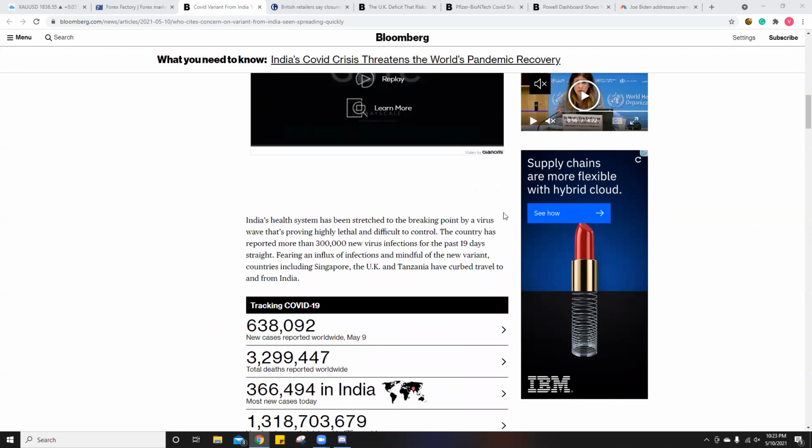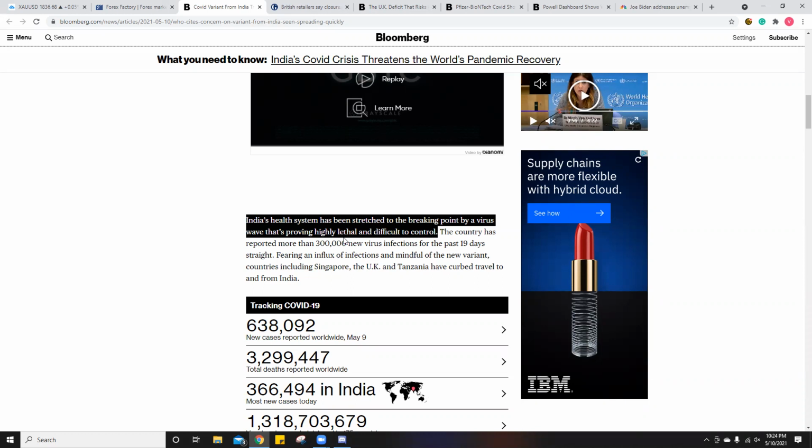Nope. All right. So at the moment, what we're seeing is that India's health system has been stretched to the breaking point by a virus wave that's proving highly lethal and difficult to control. So these are the types of things that bring in investor fear and market uncertainty. If you start seeing the same statement, or some variation of it, coming out from different countries, like the UK, which is now opening up their economy, then that points to potential lockdown again, or a slowdown of this opening and the economic support where the government is working with the consumers, the businesses, the firms, to open up those sectors of the economy slowly but in a healthy manner, right?